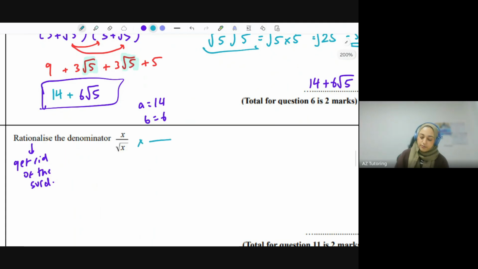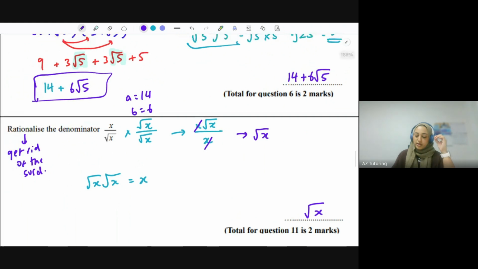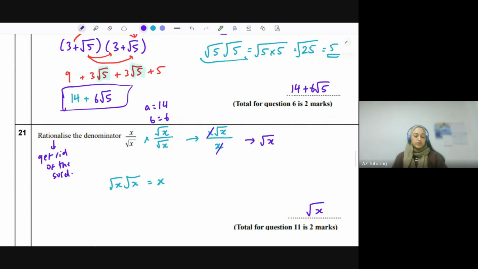So the surd I've got on the bottom is root x. So I have to times the bottom by root x to get rid of it. But whatever I times the denominator by, I have to times the numerator by. So this is where your fraction rules come in. Try and make all these links to different topics. So x times root x, well, that's just x root x. And then root x times root x, well, we've said if we do two surds timesing together, the surds just cancel out. So we just get x on the bottom. Now we know with fractions, if you've got something on the top and the bottom, you just cancel it out. I cancel them out. So my final answer is just root x. You've just rationalized the denominator. There's no surd in the denominator now.